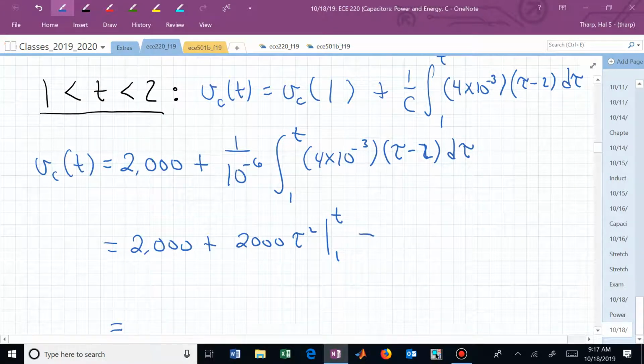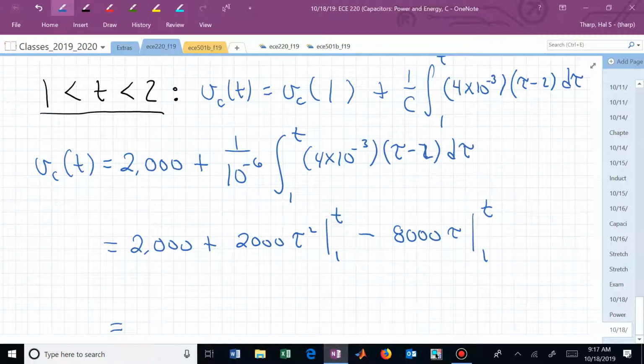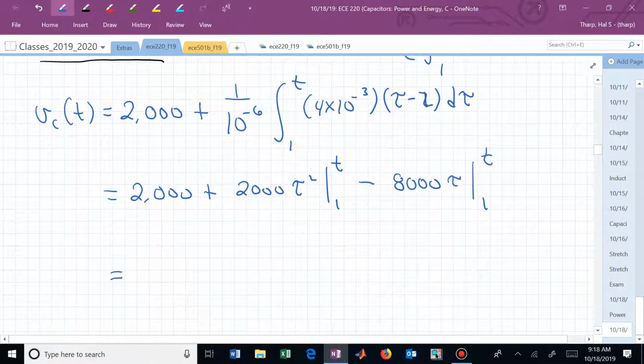And then if we multiply 4 times 2, we get 8. Combine the exponents, we now have 8,000 coming in with a minus sign, tau from 1 to t. That's just separating that integral into the two pieces. Since the integration operation is a linear operation, that's allowed. We now have this expression, which we can evaluate at the upper and lower limits.